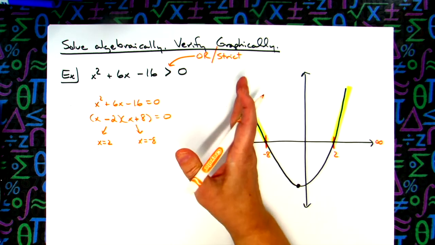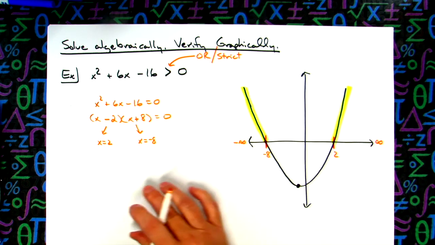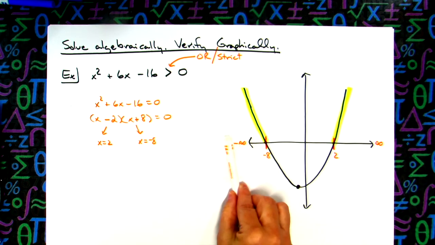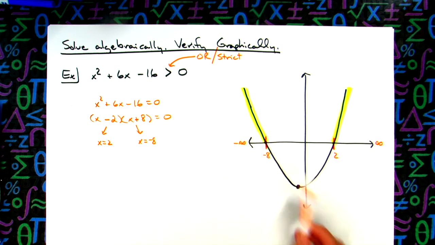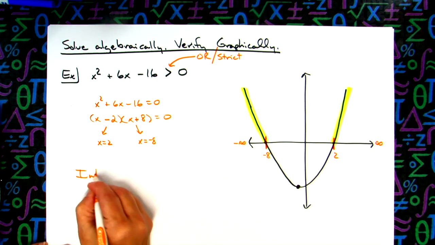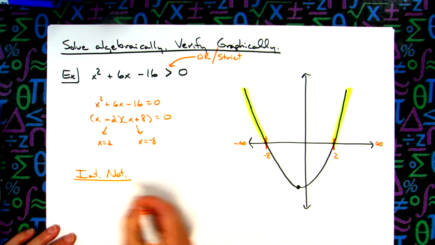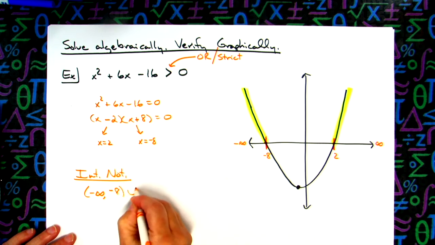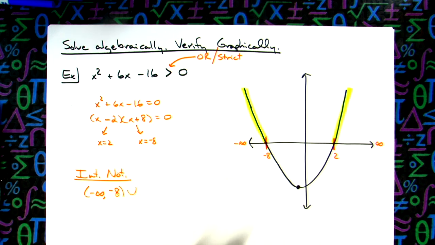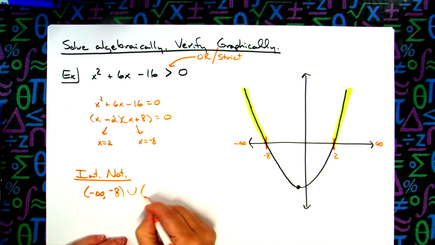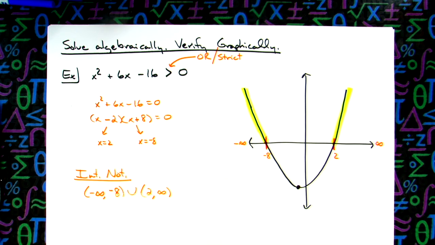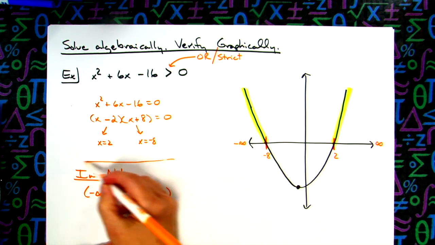All right, I need interval notation for my final answer, so I need this portion and I need this portion. So this is from negative infinity to negative 8. I'm going to go ahead and write interval notation. So negative infinity to negative 8, union. It's supposed to be an 8 right there. And now I need this section over here, 2, all the way up to positive infinity. Now, I said it's an or. This is what the answer is in interval notation.